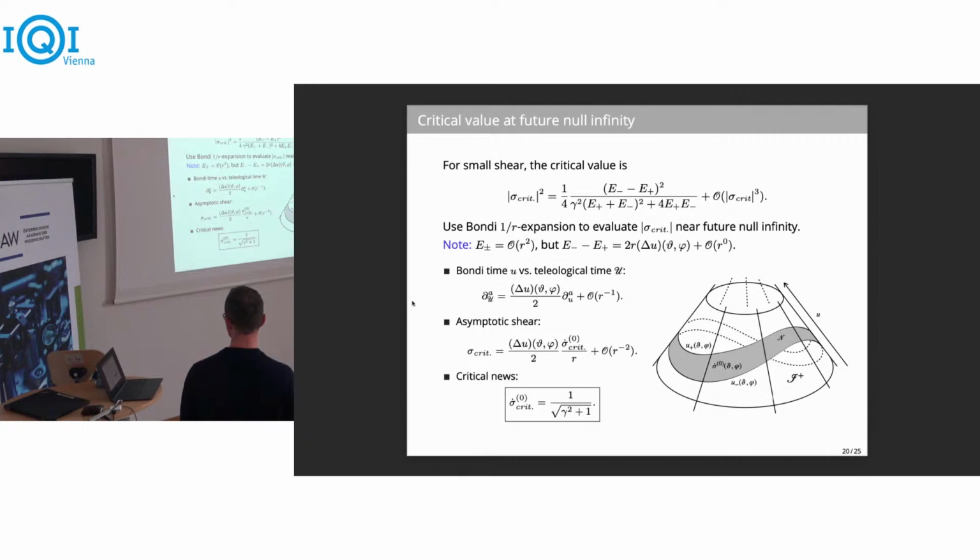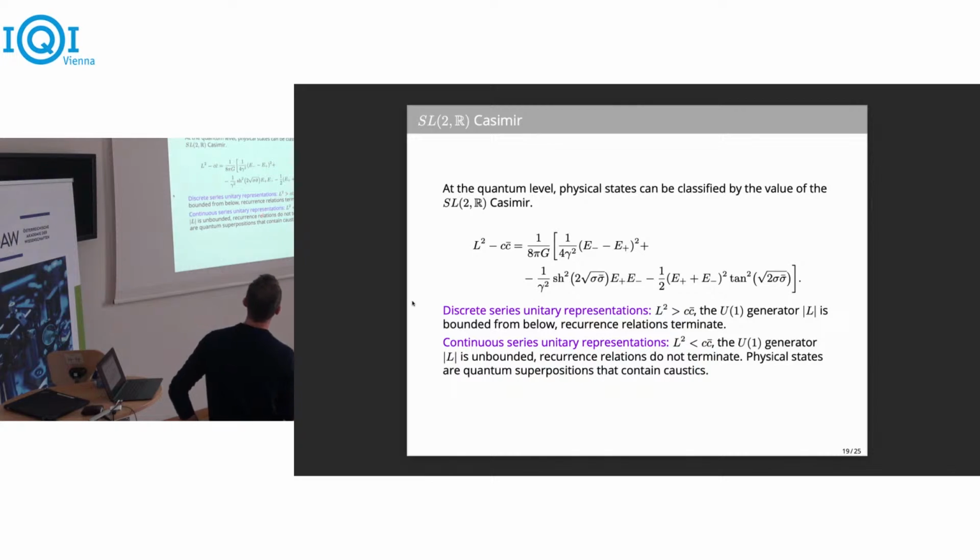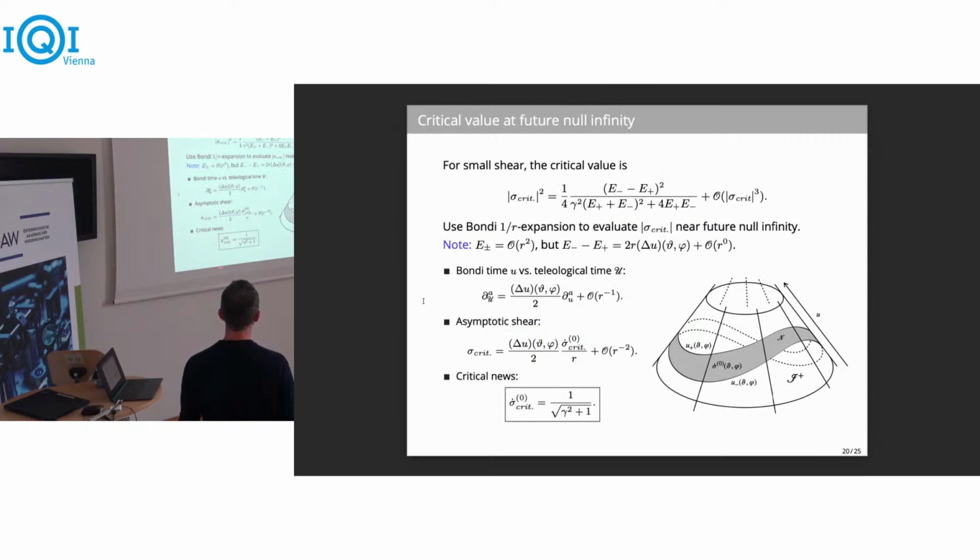And then what you find actually is that the transition happens at a certain critical value of this shear. Okay, at which value? Well, the transition between the continuous series representations and the discrete series representations happens at a critical value of the shear that is just order 1, where gamma appears, gamma being the Immirzi parameter.